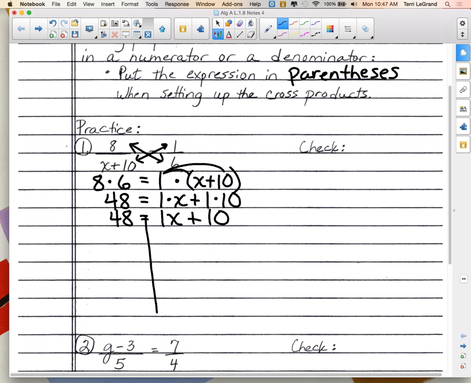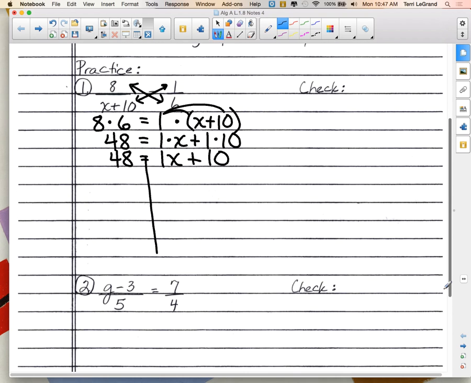Whatever we do to one side, we do to the other side. So what should we do in this one? We need to subtract 10. Yeah, the x's are on the right side, and that's what we want to get alone. So we're going to get that 10 out of there by subtracting it. Now we should have, what's 48 take away 10? 38. And what is left on the right side?